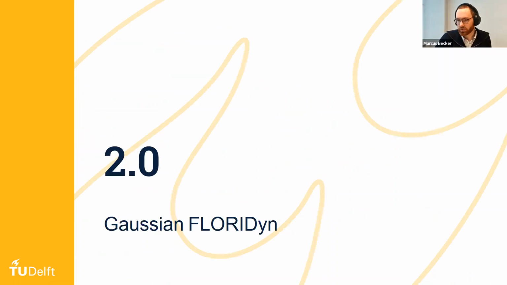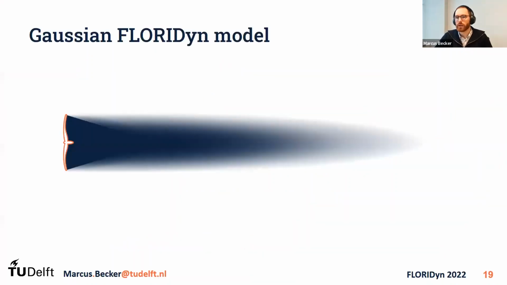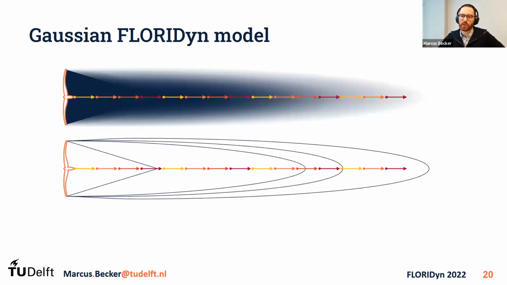This led to the Gaussian FLORIDyn model, and this is where my work starts. So what we've done is we have replaced the zone FLORIDyn model with the Gaussian description by Basanka et al. And have also made a change that we now make a distinction between the wake behavior and the dynamic behavior.